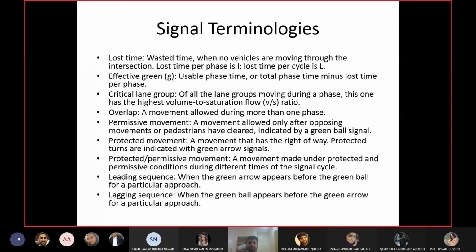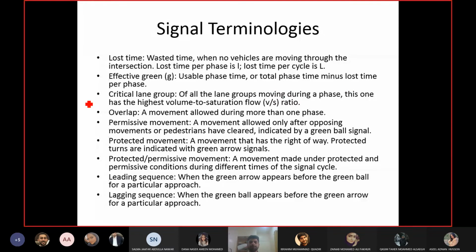Lost time per phase is given by a small l. So this is not I, this is small l. It looks like an I, but I cannot have it. So lost time in one phase is considered as small l, and lost time for the whole cycle is considered as capital L. So you add the lost time of all the phases, you will get capital L. Effective green time, usable phase time, or the total phase time minus the lost time. Simple, right? Total phase time minus the lost time.